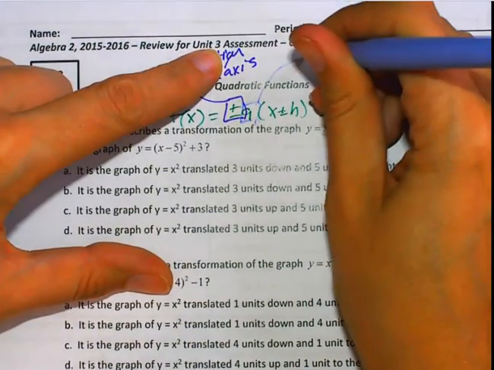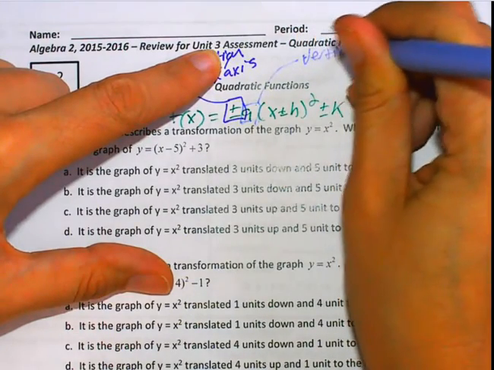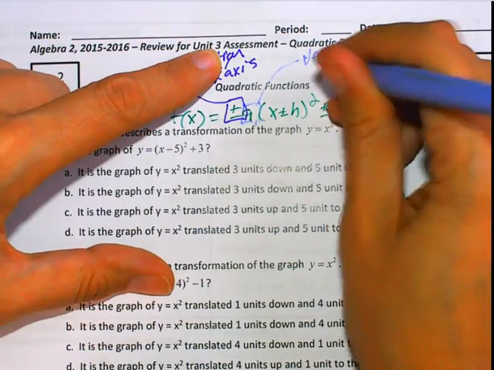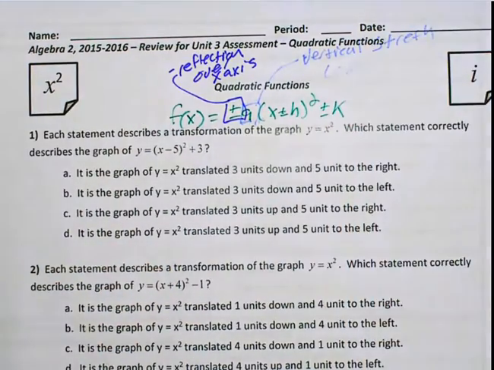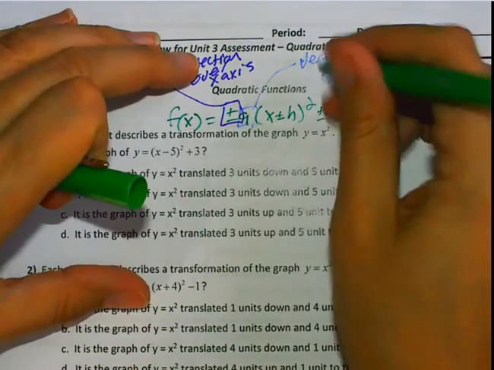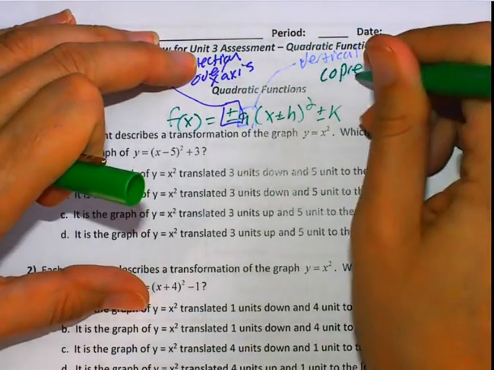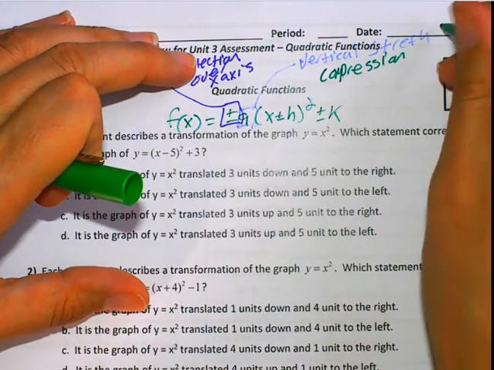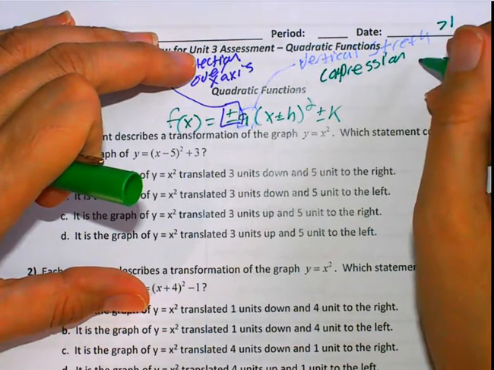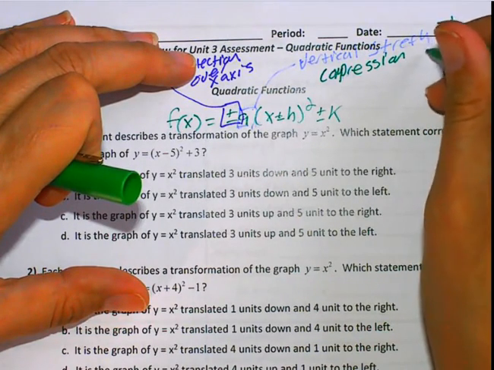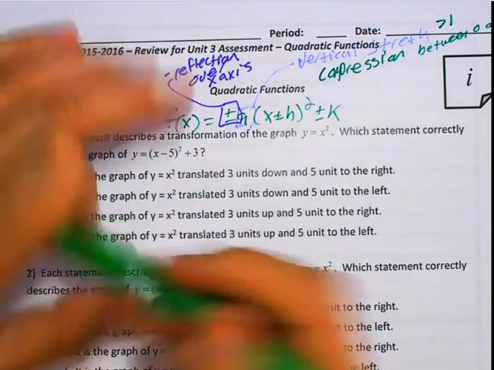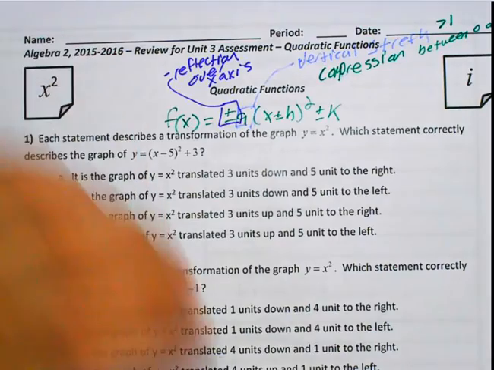So we have a vertical stretch or a compression. We know a vertical stretch is going to be something that's greater than 1, and then we know for a compression that it's going to be between 0 and 1. Okay? And we have our h, which is going to be left or right.